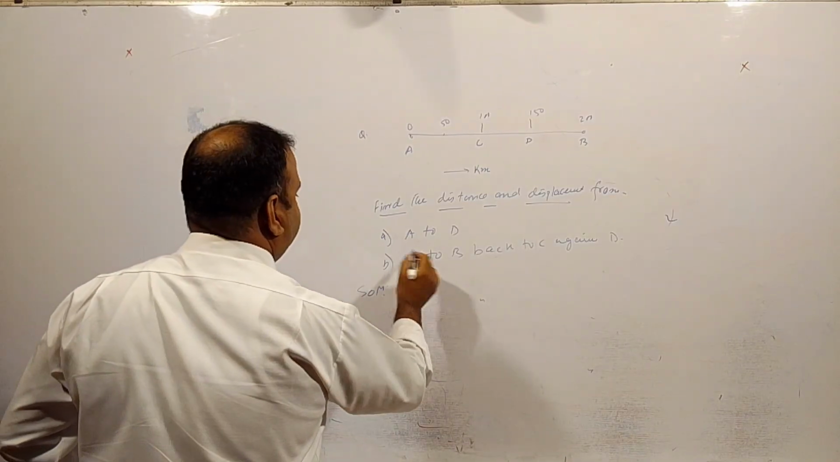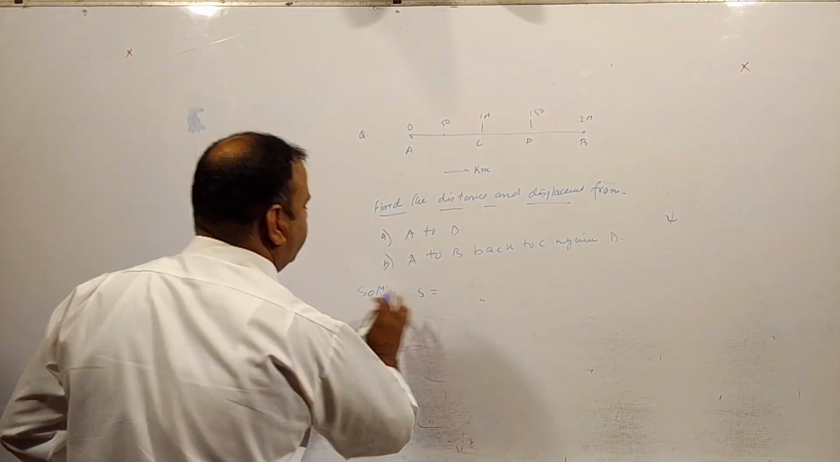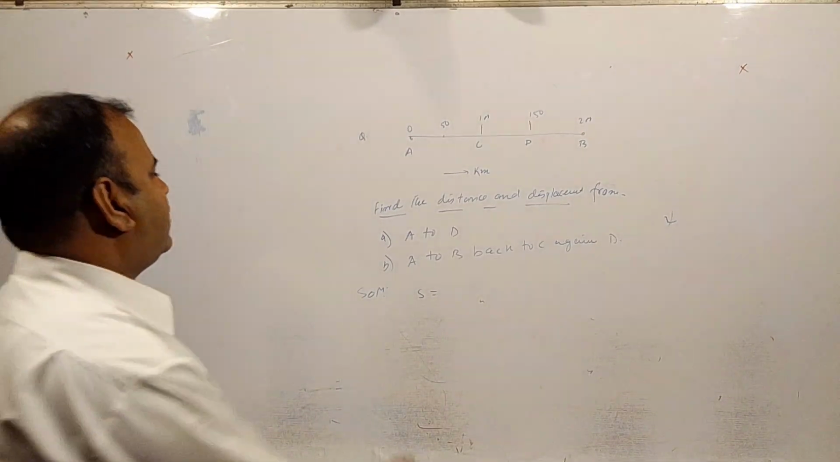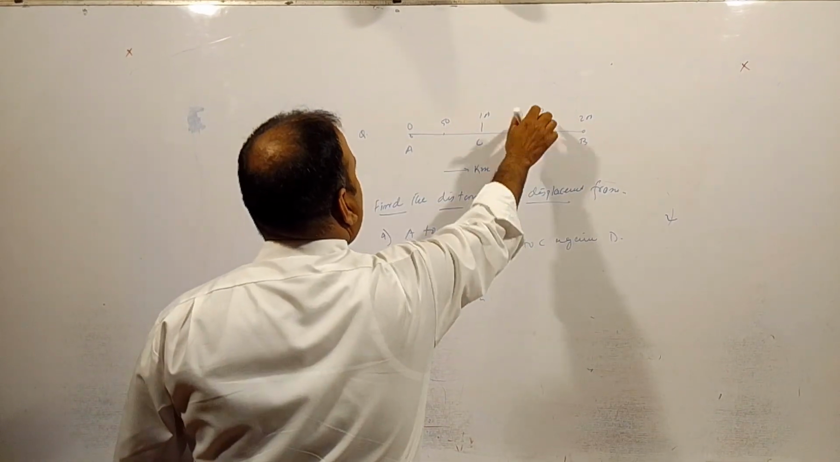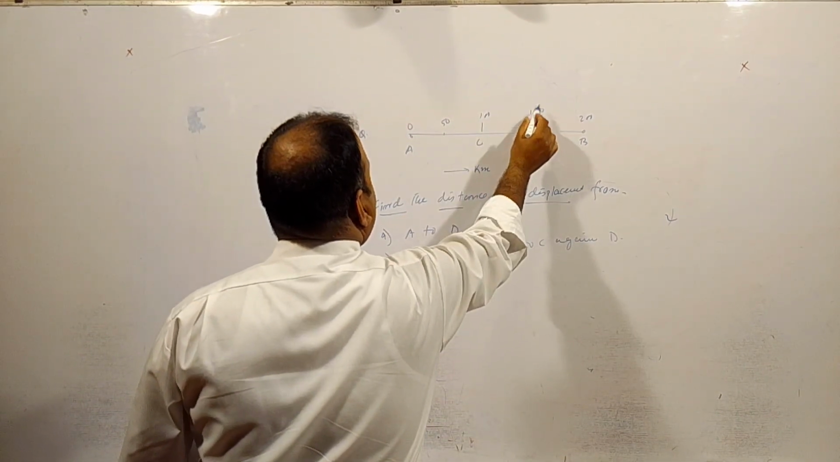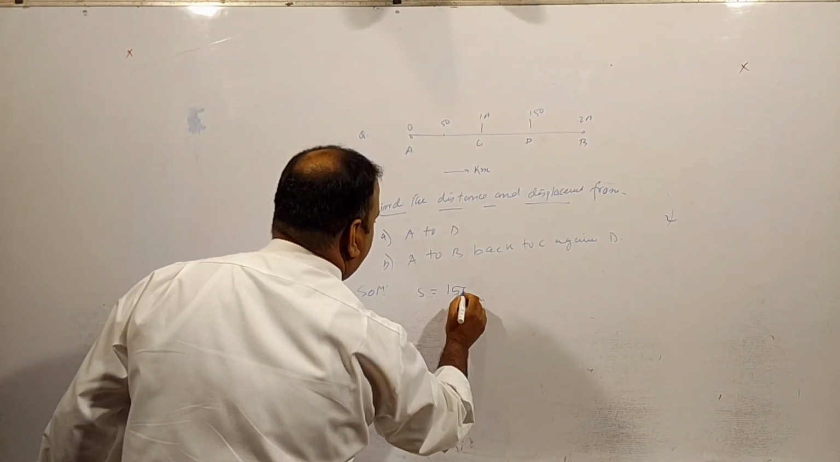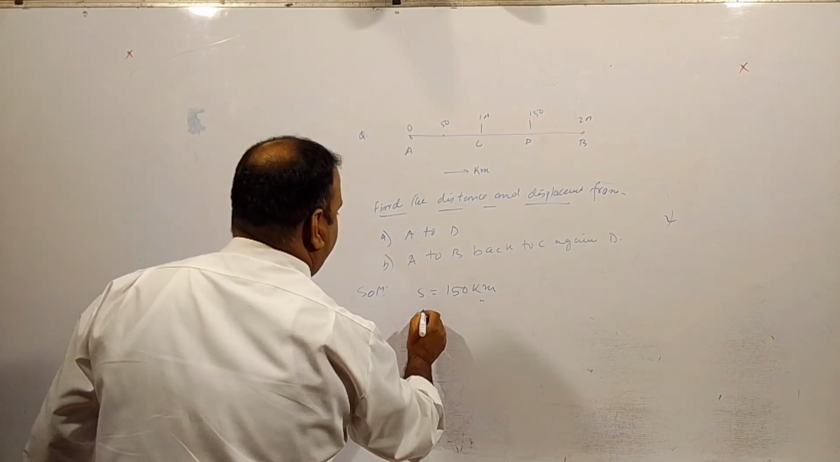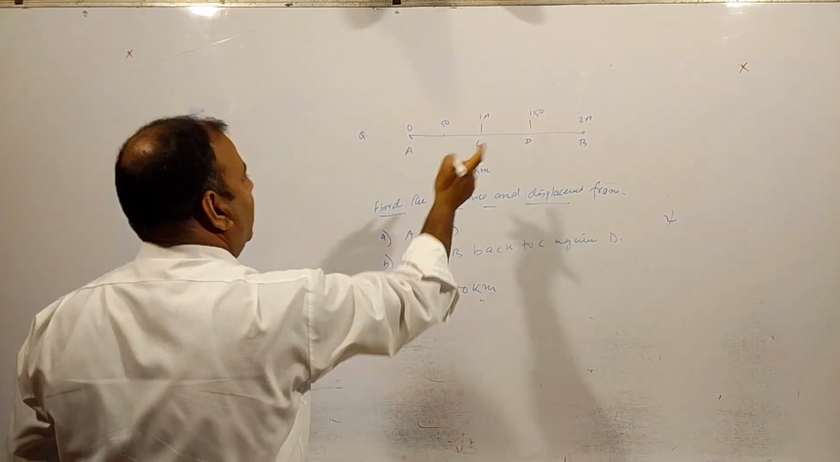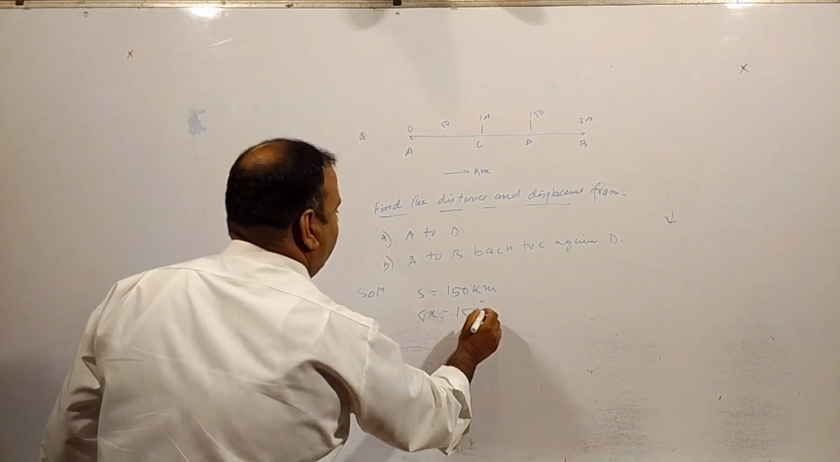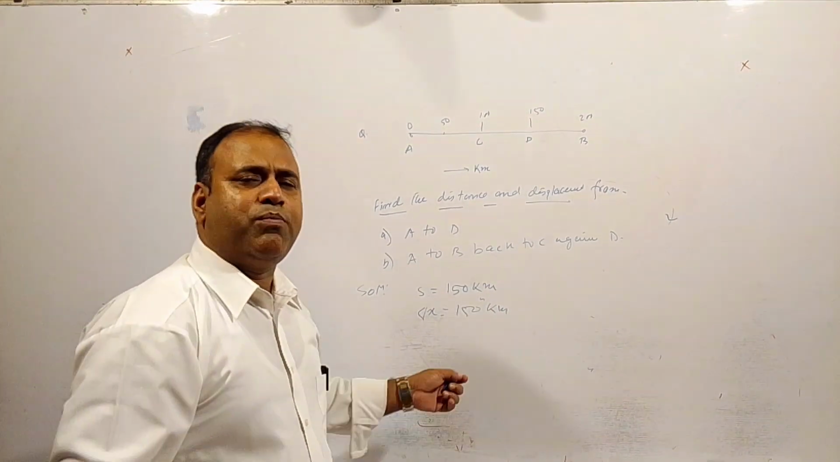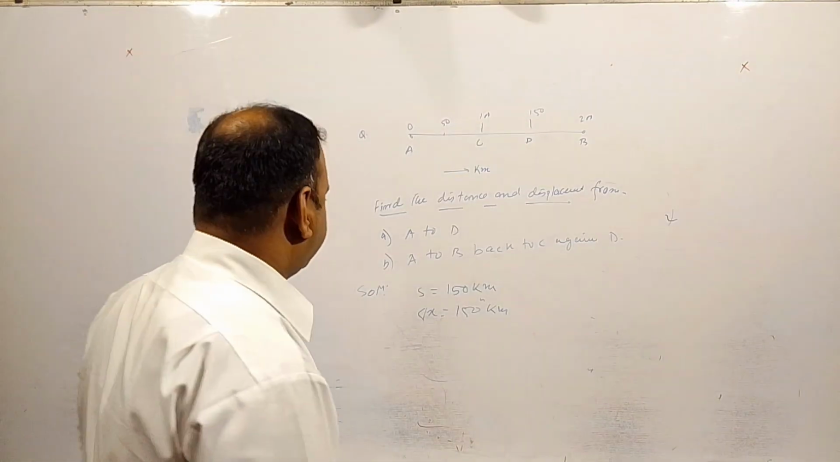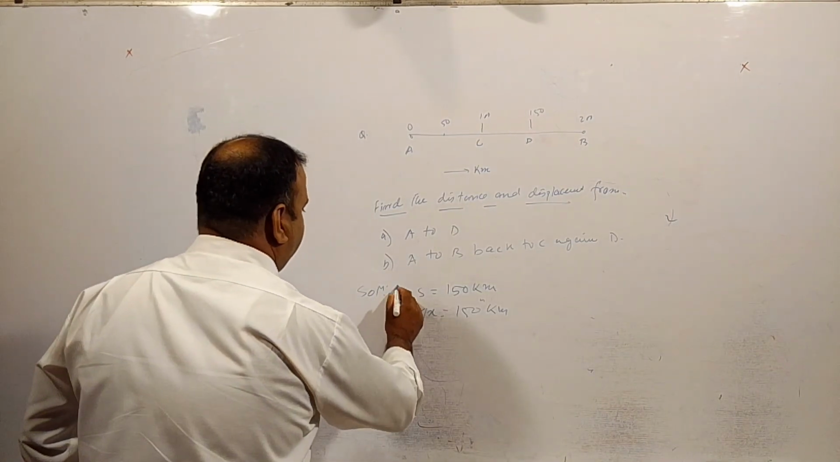Here, first you see distance, basically it is represented by S. A to D means 150 kilometer. And the displacement is also 150 kilometer, because I told you that distance and displacement are the same in case of motion in a straight line.